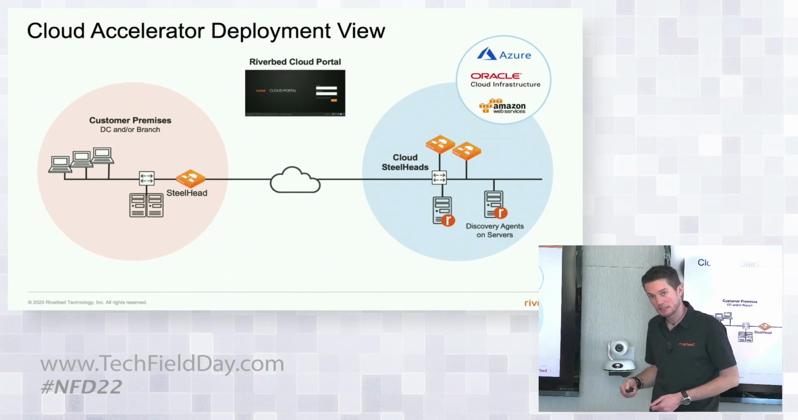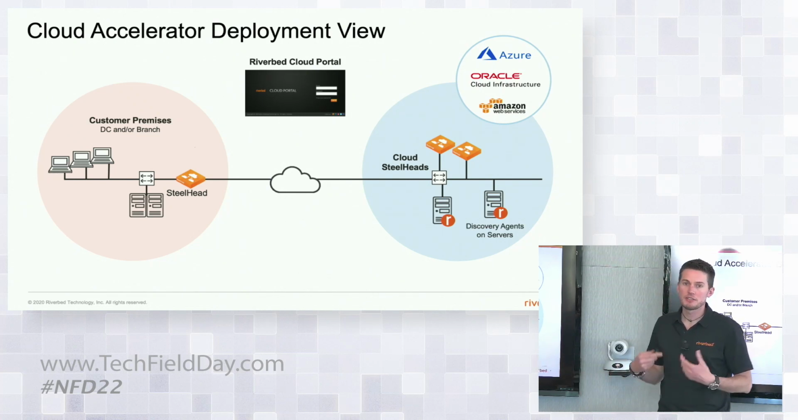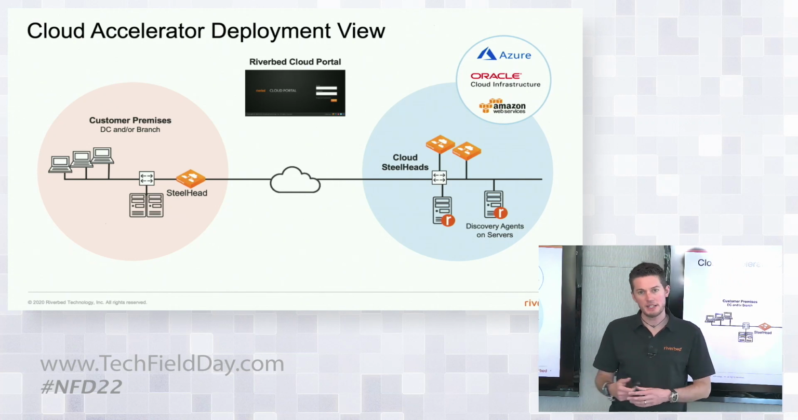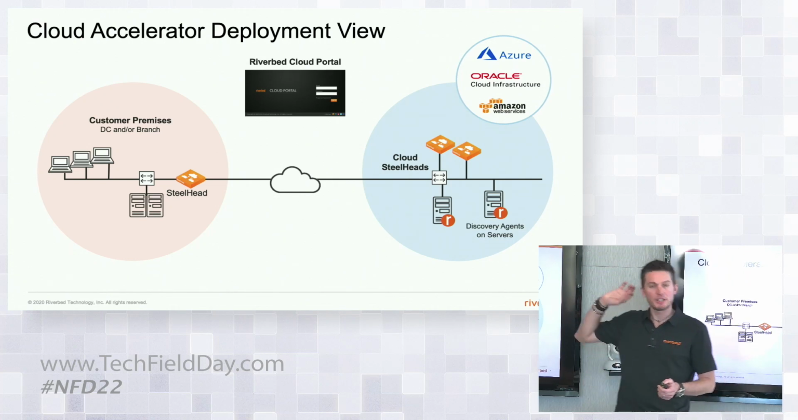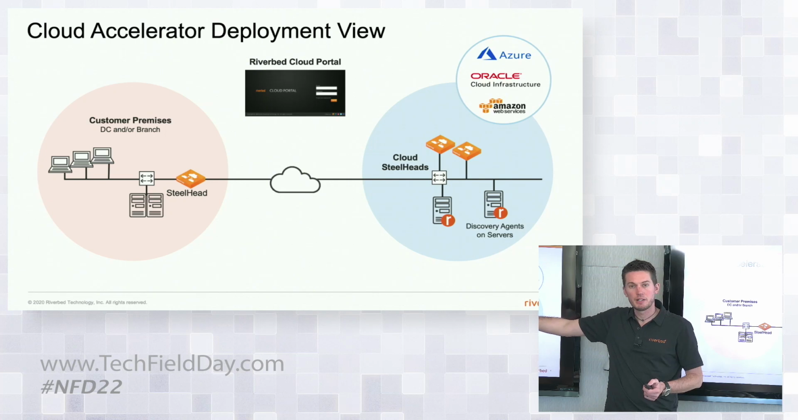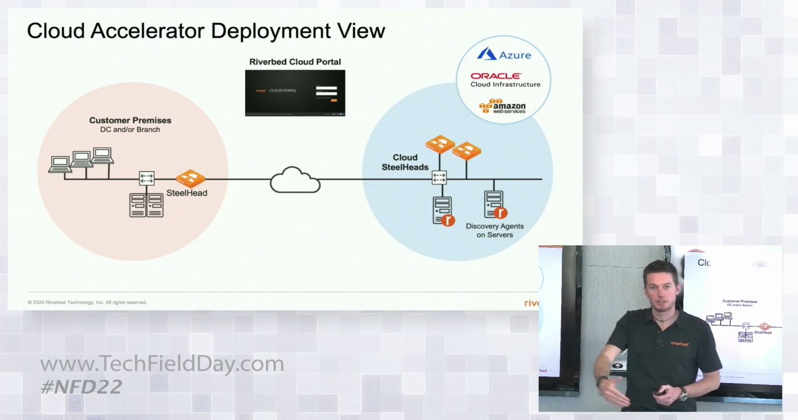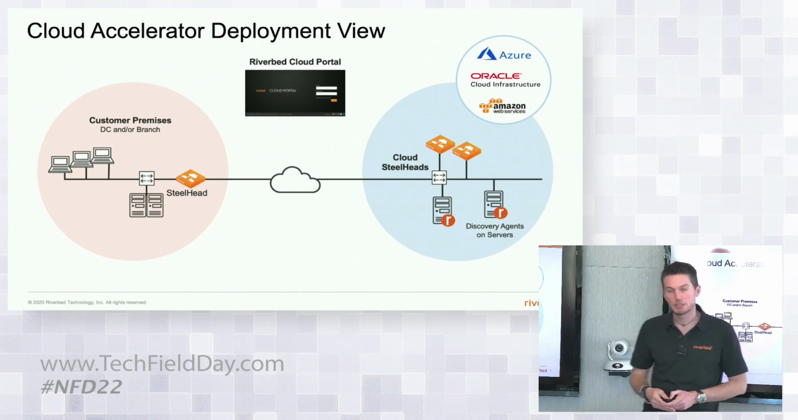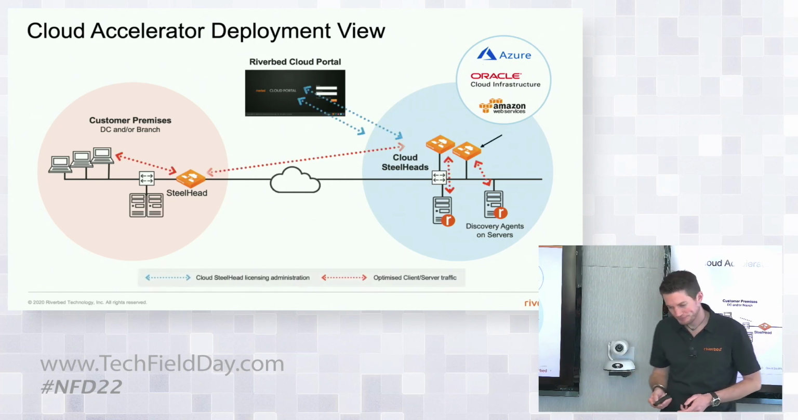And the way we do that is that we have a cloud portal which gives you access to all the licenses and everything. And from the cloud portal, we are going to spin up an instance in your cloud to optimize your workload. So end to end, you will be able to optimize that traffic.